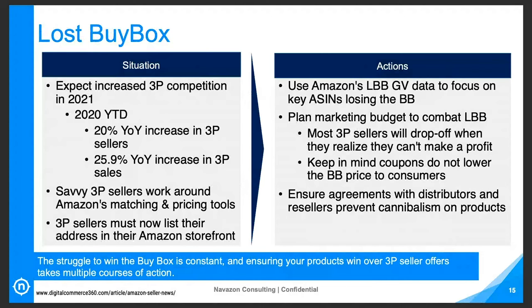So basically the reason why we're mentioning this is that 3P sellers are going to try and work around Amazon's matching and pricing tools, so you need to be on the lookout for that. 3P sellers also do need to list their addresses in their Amazon storefront now. So if you have a 3P that is in there and they're screwing with your pricing and your sales, and you see that pop up in your glance view metrics, or you've got a high lost BuyBox, you can go in there and see exactly who that 3P seller is. They should have their address there as well, to figure out who exactly is buying your product if you know who they are.